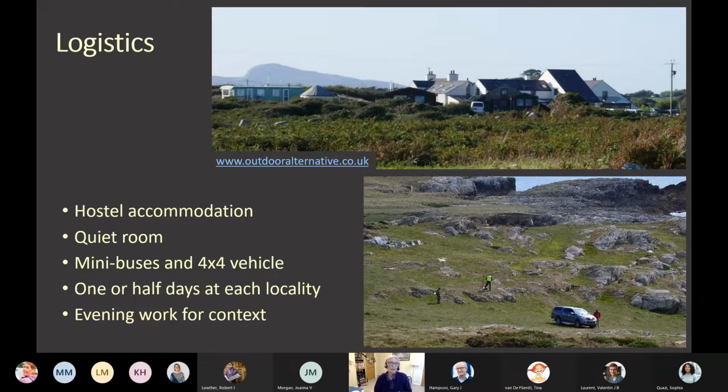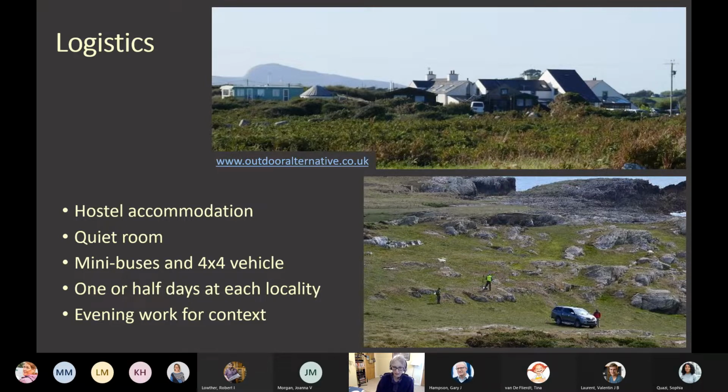We had self-drive vehicles in the field, but we also had a 4x4 which was used to transport our 2 wheelchair users. And what that meant was that with the landowner's permission, we were able to get these students up close to quite a few of the outcrops that we visited.